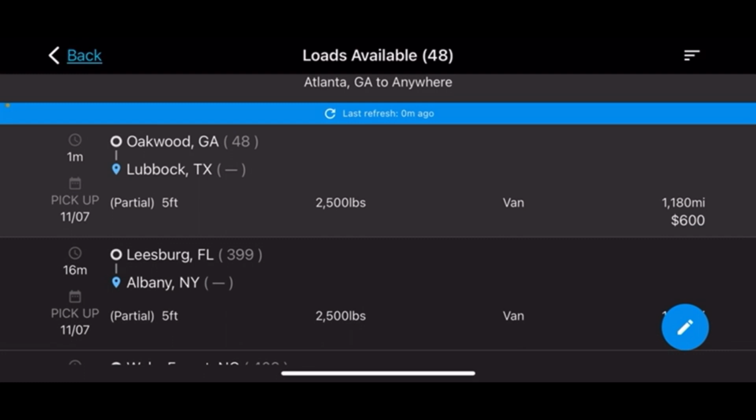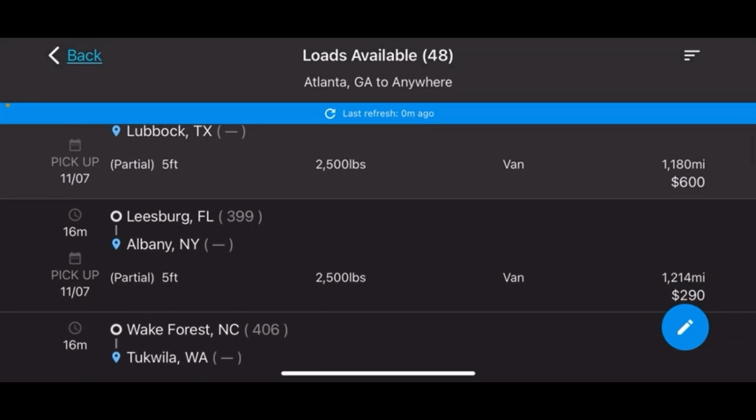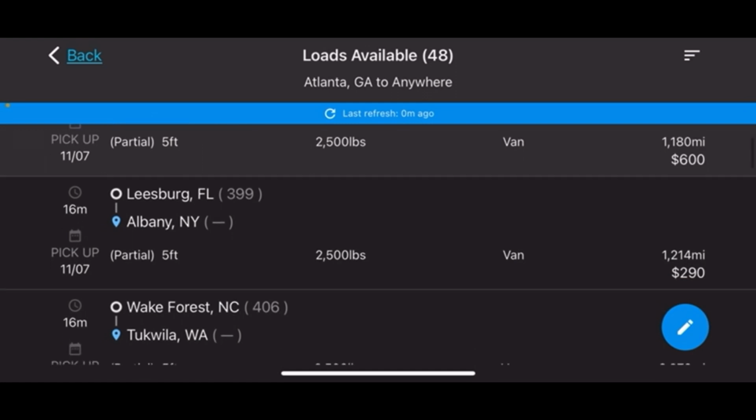If you see this stuff on the board, do not touch it. Do not book these loads for these prices. But this is an example right here. This is a partial 5-foot load. I don't care if it's 1 pallet, 2 pallets, because I have done loads when it's just 1 pallet and I got paid about $2, $2.10, $2.20 per mile.